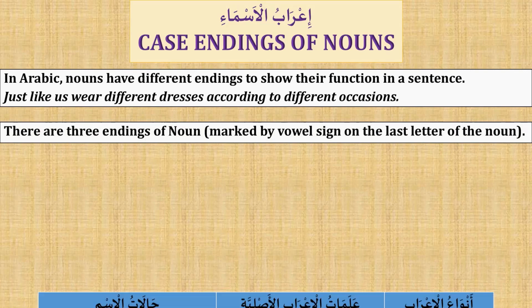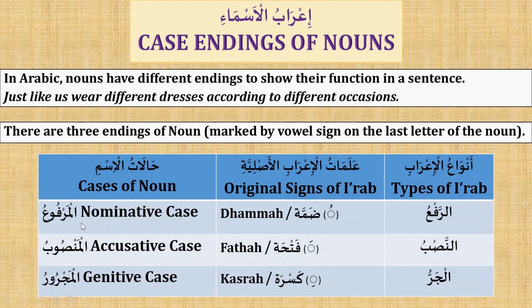These are: Al-Marfu', the first one, nominative case. The noun ends with dhamma in this case, and its type of i'rab is Al-Raf'. The next case is Al-Mansub, accusative case. The noun ends with fatha in this case, and its type of i'rab is Al-Nasb. The third case is Al-Majur, genitive case, and the noun ends with kasra in this case, and its type of i'rab is Al-Jar. Now let's learn each of them.